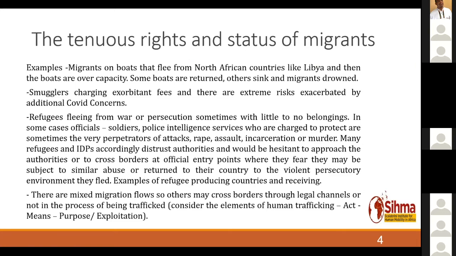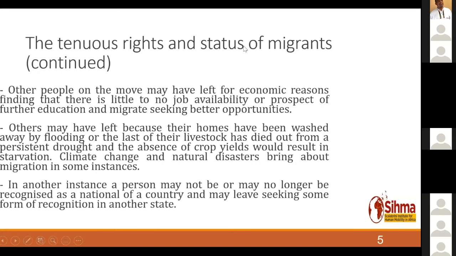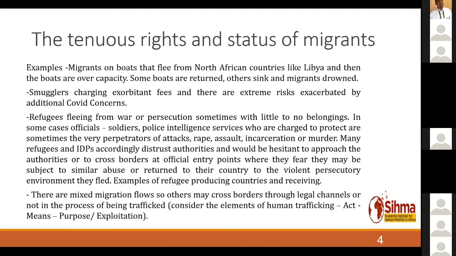So we know about migrants on boats that flee from North African countries like Libya. The boats often are over capacity. Boats are returned. Others sink. Migrants drowned. Then we have a category of migrants who are smuggled with the assistance of smugglers, and particularly with COVID-19, the cost of smuggling has escalated, and there are some extreme risks that arise with smuggling, including health risks with COVID-19.